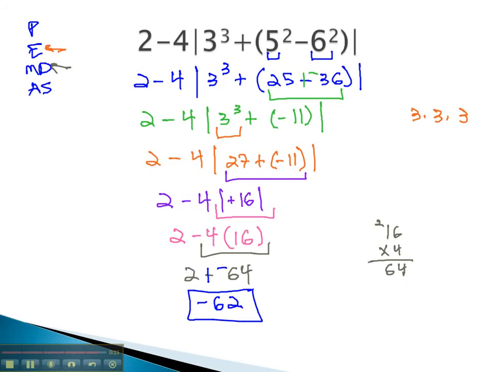As you can see with absolute value, we need to simplify inside the absolute value first because it's a parentheses. Once we've simplified inside, we make it positive and then continue with the problem.